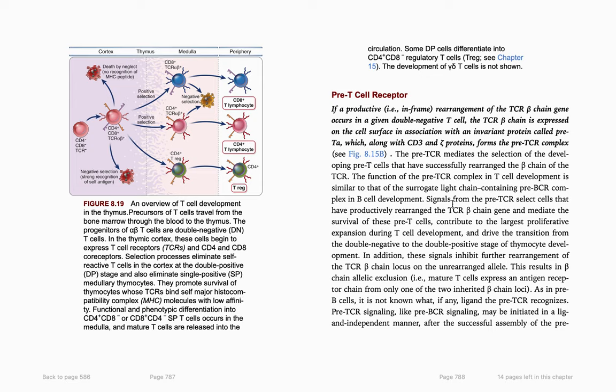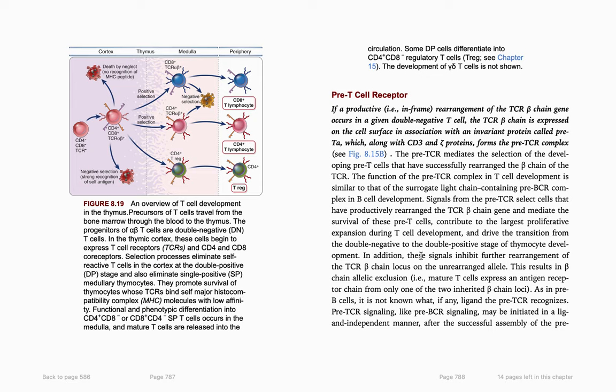pre-B cell receptor complex in B cell development. Signals from the pre-T cell receptor indicate productively rearranged T cell receptor beta chain genes and mediate the survival of these pre-T cells.